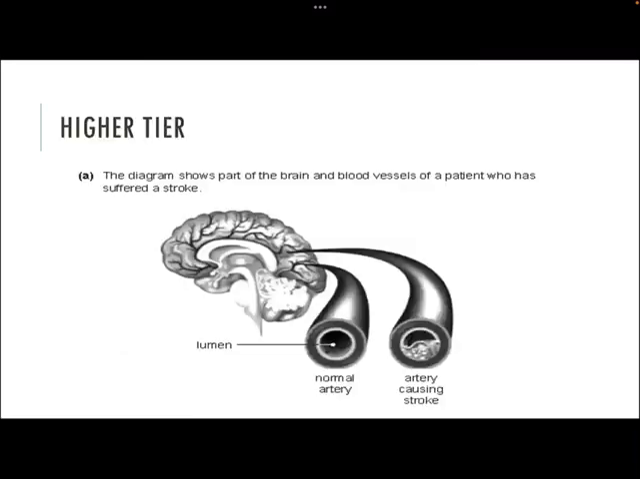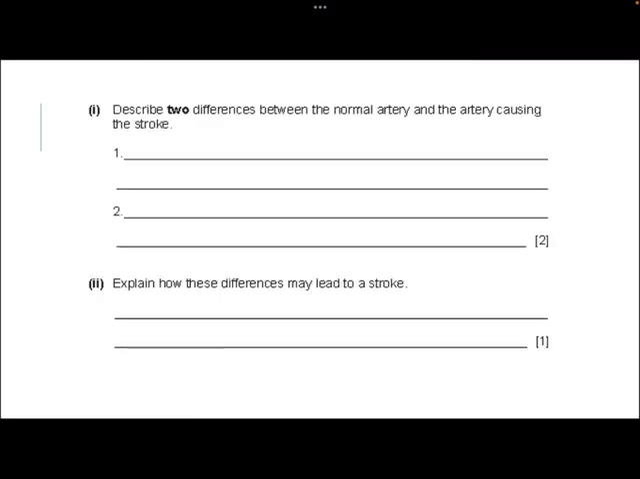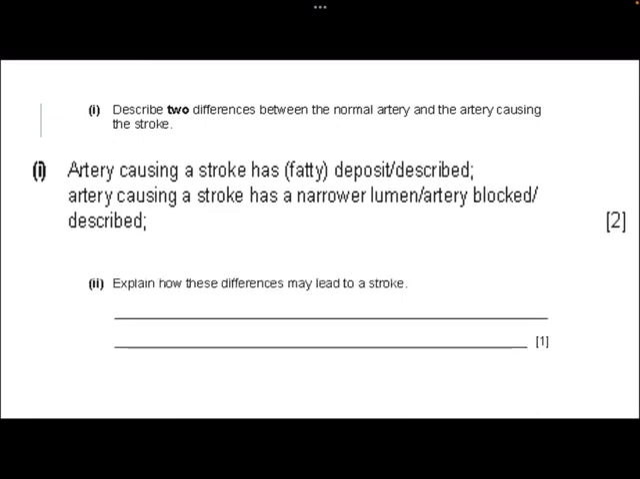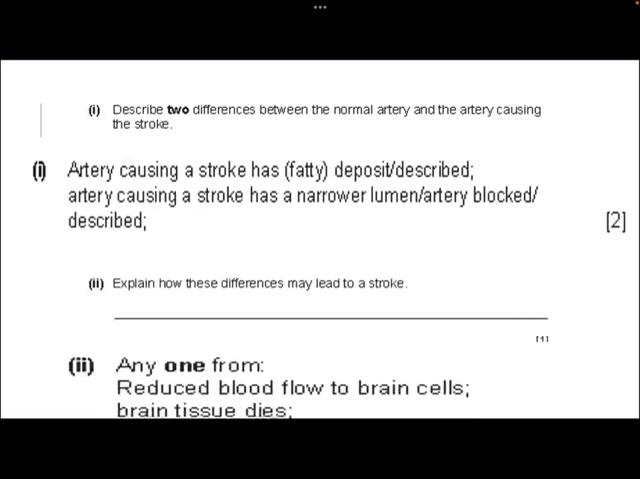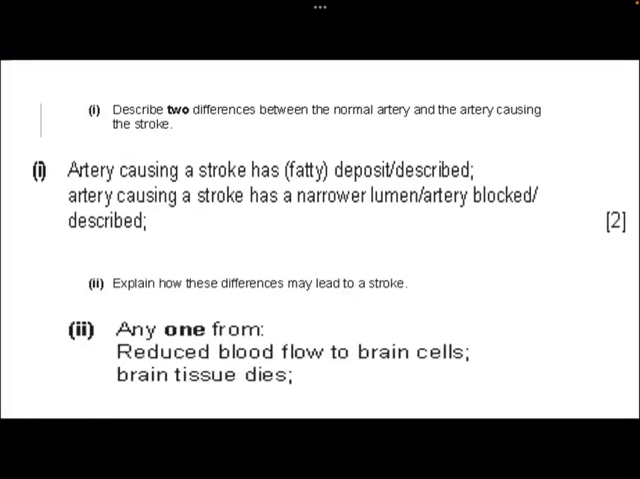So when we look at them, we can see that the artery causing the stroke has fatty deposits present in it, or cholesterol present in it, causing the artery to be narrower, or the artery is blocked. Explain how these differences may lead to a stroke. So for 1 mark, by them being narrower, it would reduce the blood flow to the brain cells, or the brain tissue would die.